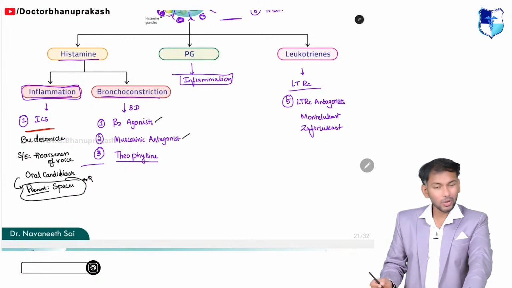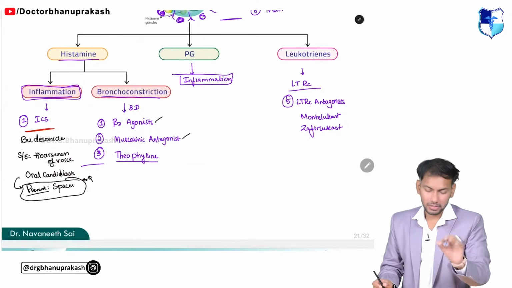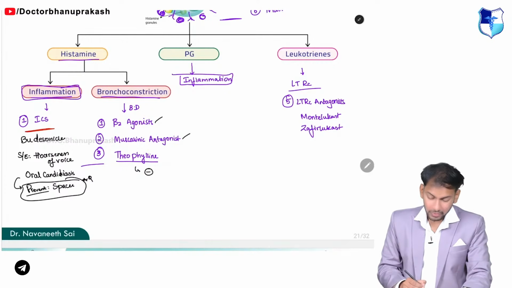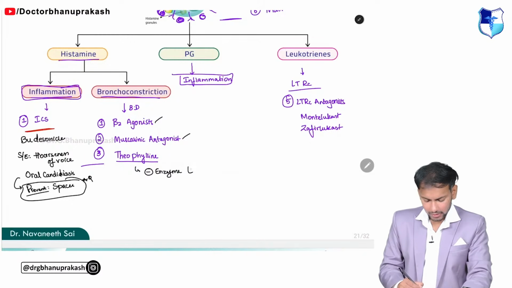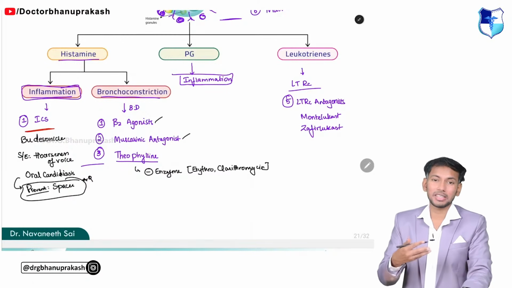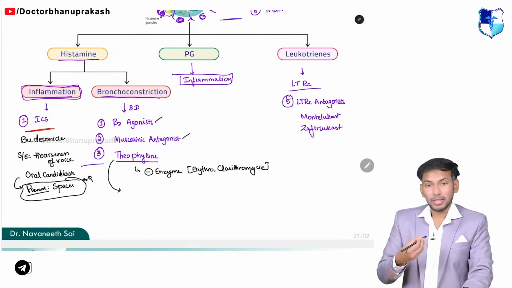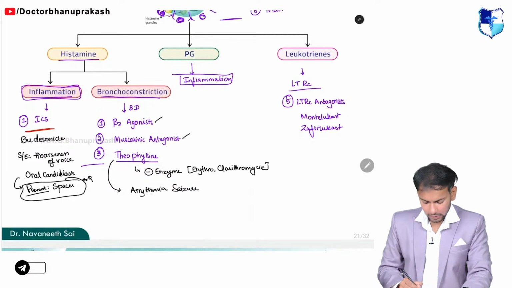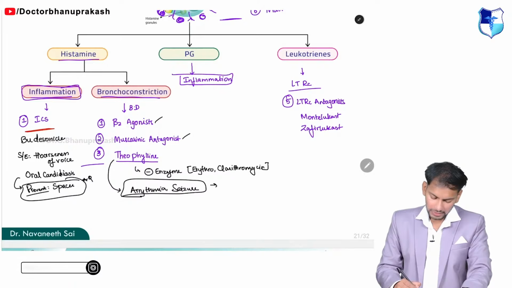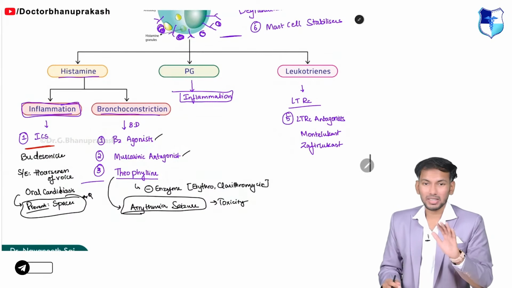Beta-2 agonist, muscarinic antagonist, that you have already studied in the first chapter itself. Now, theophylline, I asked you to remember when it is given along with an enzyme inhibitor, that is erythromycin or clarithromycin. This is what the questions are usually asking. What do you see as the side effects with these? It is toxicity of theophylline. What do you see in toxicity of theophylline? Mostly it will cause arrhythmia and it will also cause seizures or epilepsy. This is what I want you to remember. Leukotriene antagonist, I have already told you. So that's all about the drugs in bronchial asthma.